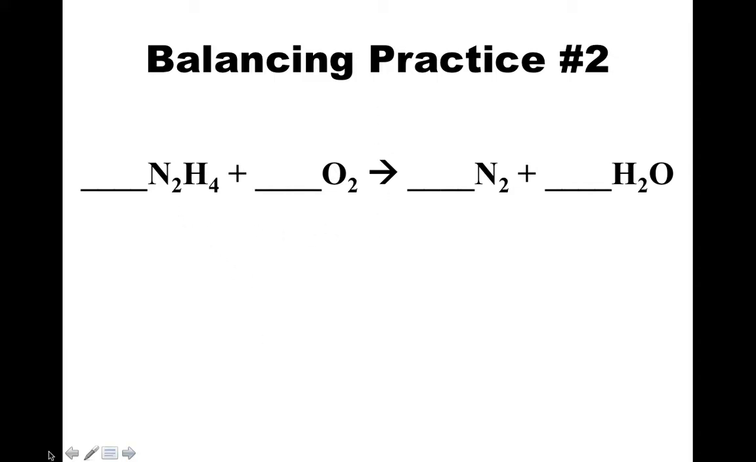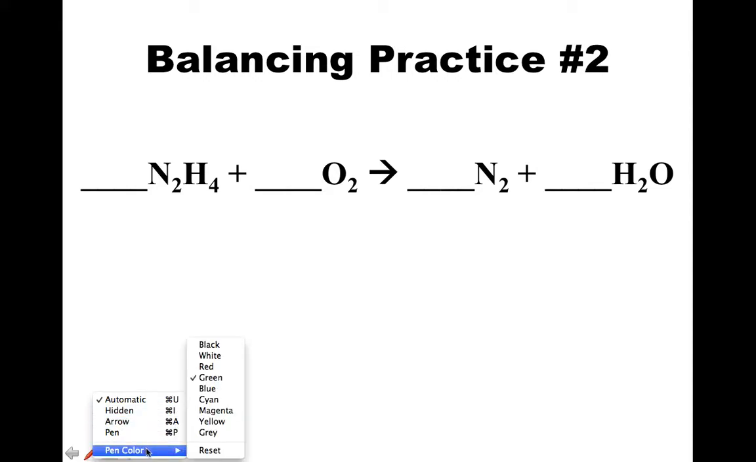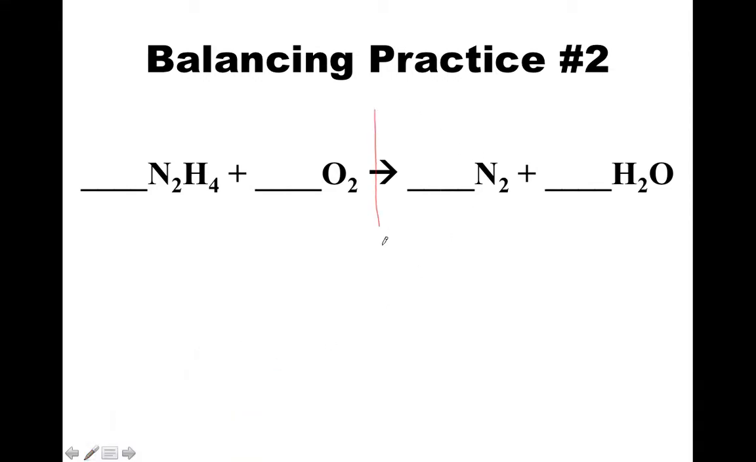Okay, let's look at this one right here. Again, I'm going to draw my line, get my pen, and I'm going to use red this time. I'm going to draw my line down the equation and count my atoms. I have 2 nitrogens, 4 hydrogens, 2 oxygens, and on the right, 2 nitrogens, 2 hydrogens, and 1 oxygen. So when I go through this one, I have 2 nitrogens to 2 nitrogens, 4 hydrogens to 2 hydrogens, 2 oxygens to 1 oxygen. So I know my oxygens are not balanced, but also my hydrogens aren't.